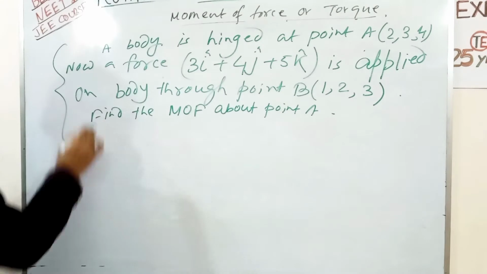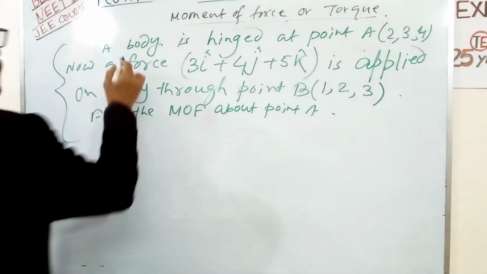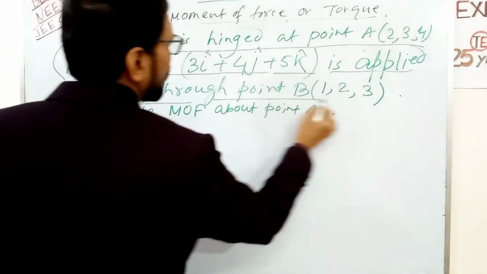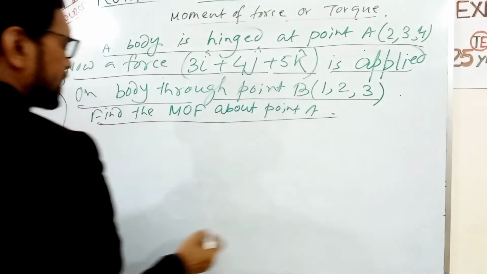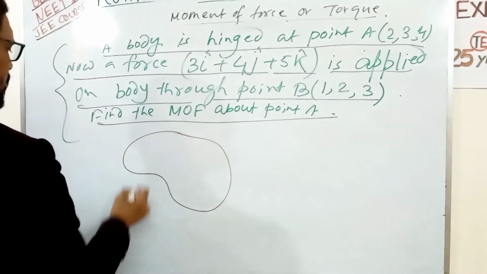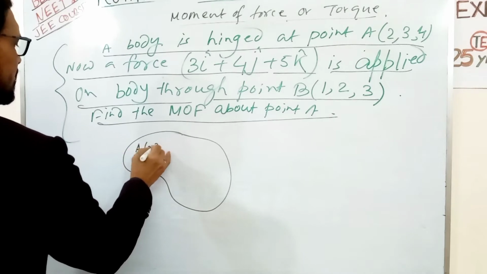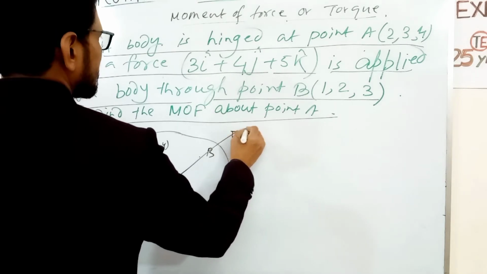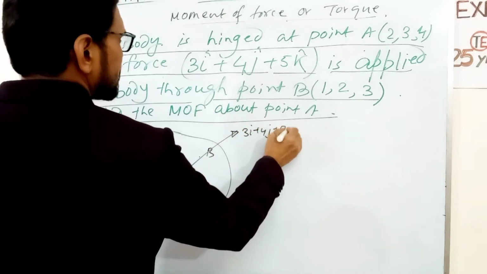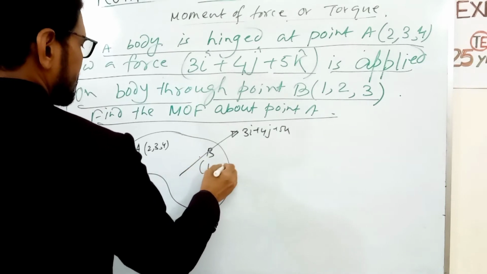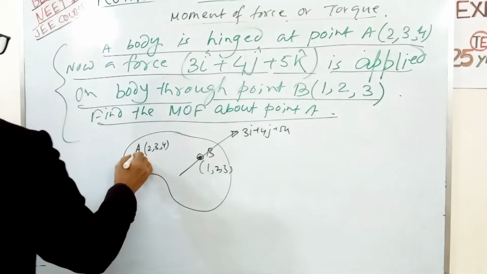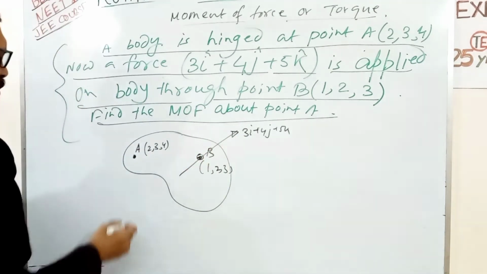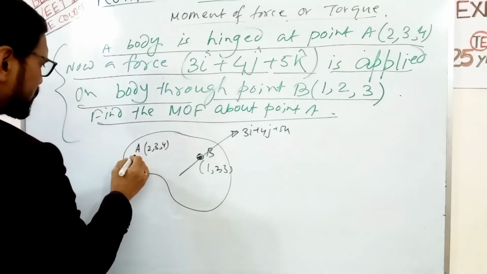This is the question. A body is hinged at point A. Now a force F is applied on the body through point B. Find the moment of force about point A. Suppose the body is hinged at point A and B is a point here. The force is 3i plus 4j plus 5k. Point B is (1, 2, 3). The body is hinged at point A and the force F passes through the point B. So what is the moment of force about the point A?